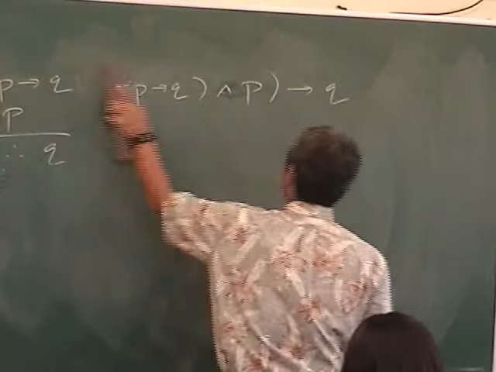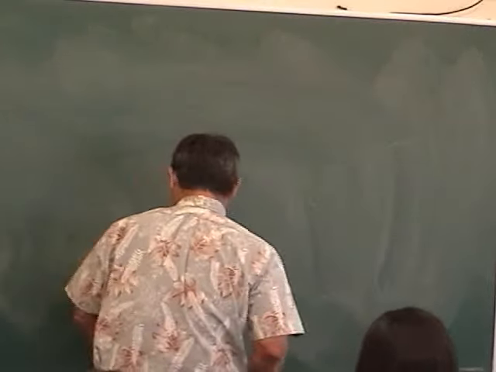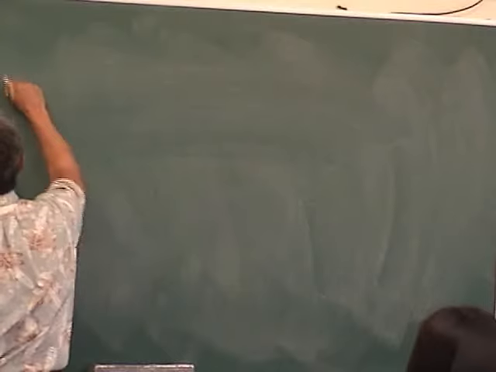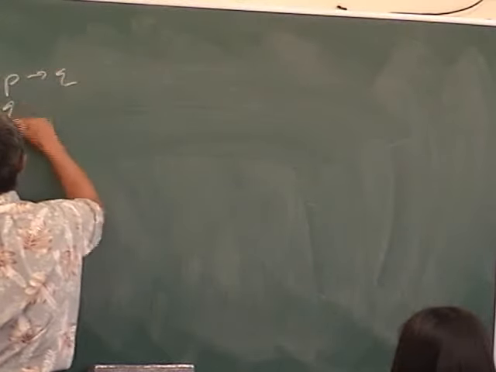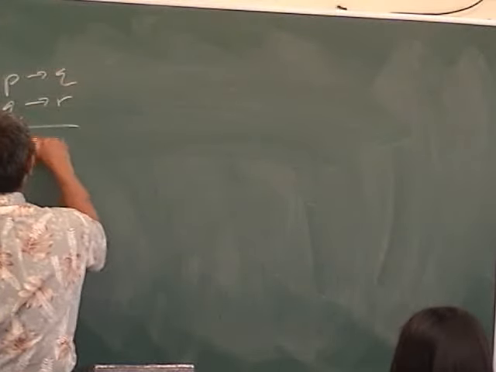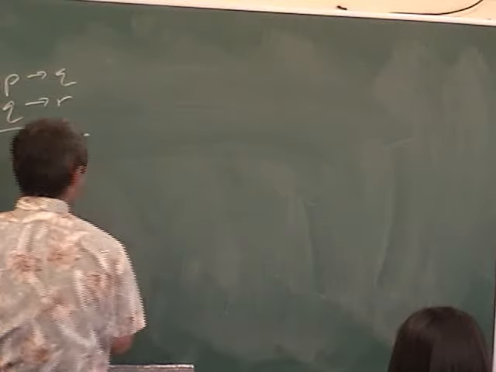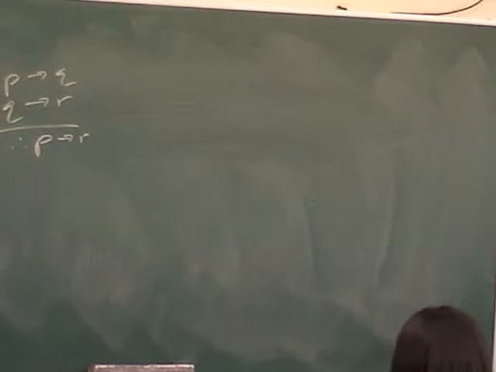Okay, but you already did this before, so let's do another one. How about this? P implies Q. Q implies R. Therefore, P implies R. What is this? The law of syllogism. So what if on the test I ask you to prove that this is a valid argument by showing that the conjunction of the premises implies the conclusion is a tautology?